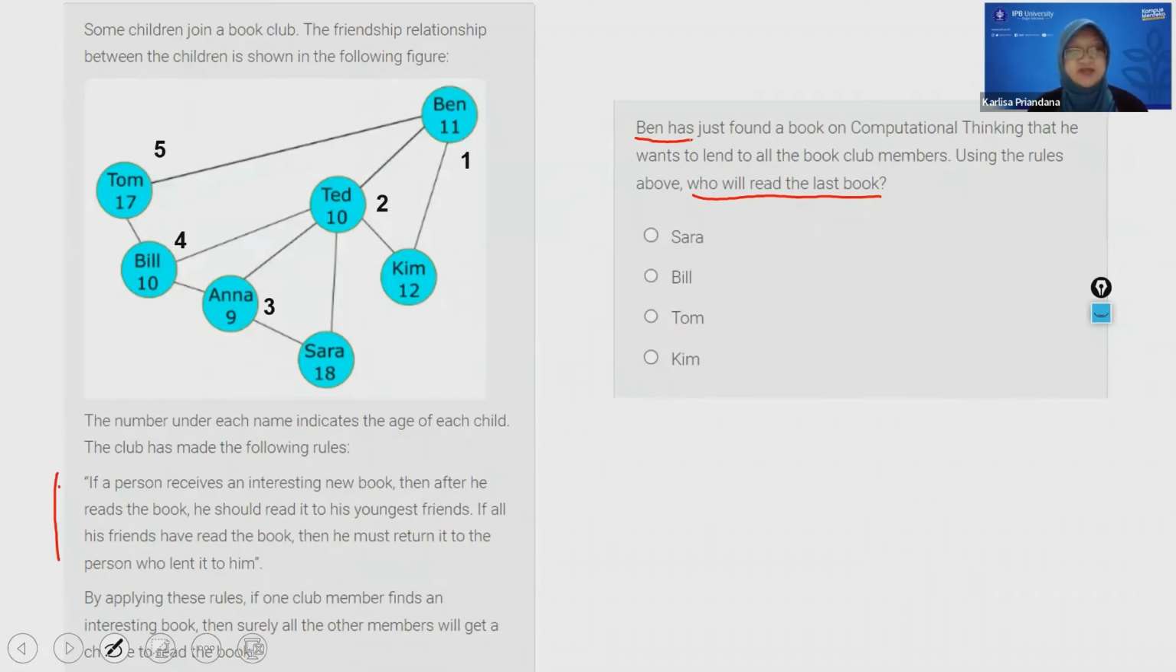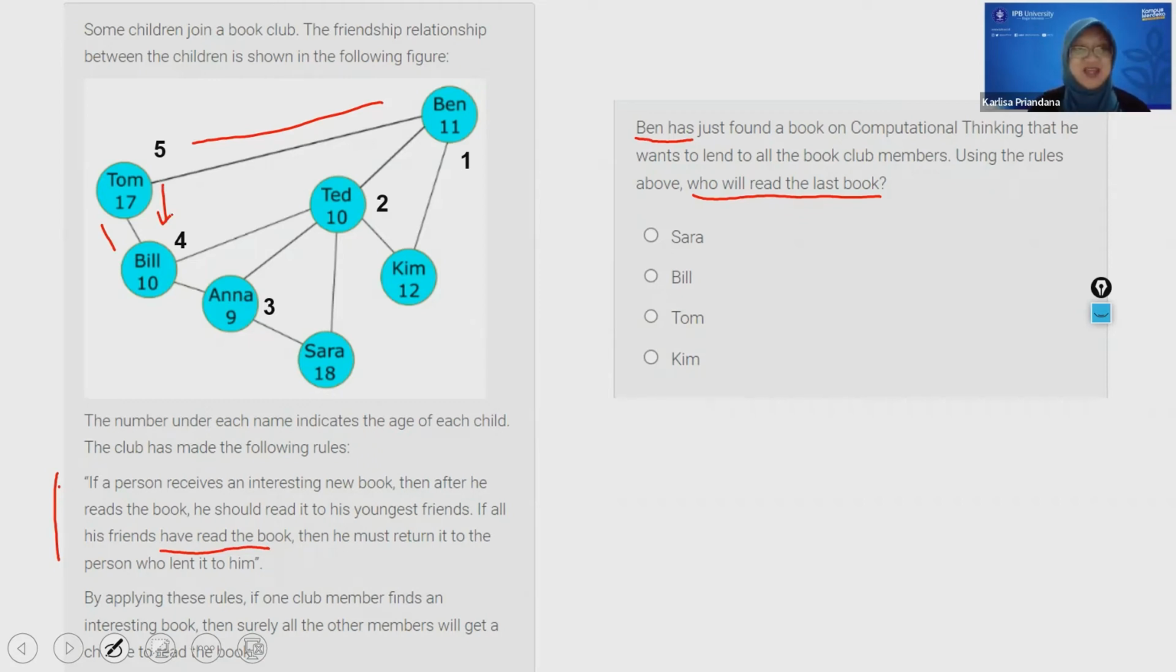After that, this means Tom has to find his friends. But then Ben already read the book. Bill already read as well. So go back to the rule. If all friends have read the book, then he must return it to the person who lent it to him. So Tom will give back his book to Bill.